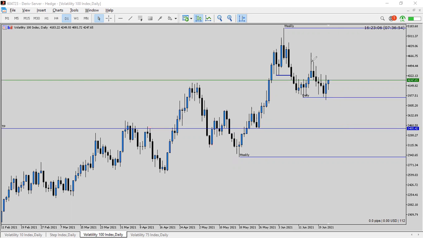But what I would actually expect is price to make its way in and fill up this week, and maybe break above it a little bit, but overall still going down into this area here.